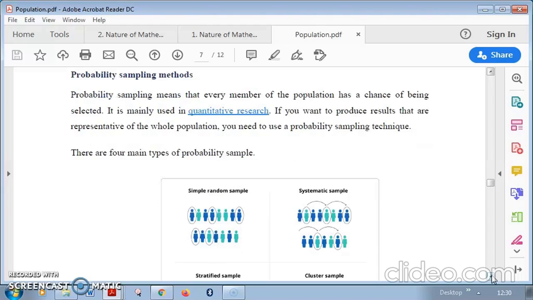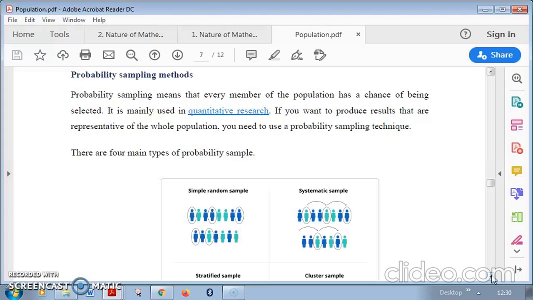This is the main thing in probability sampling. Mainly it is used in quantitative research. Qualitative research, as I told you earlier, is about the students, or about some tribe's opinion, what is the culture of the tribe. There you go for a qualitative research. You are going to take the unstructured interview and non-participant observation. So many other things are there.